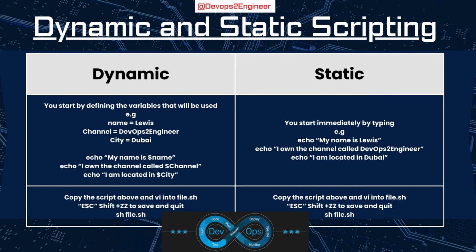Whereas dynamic and static scripting works like this: with dynamic scripting, you start by defining the variables that are going to be used within your scripting file. For example, name equals Luis, channel equals DevOps 2 engineer, city equals Dubai. Echo, my name is $name, which is the variable that we inputted up there. We said that name equals Luis, so whatever the variable is, it will automatically detect that.